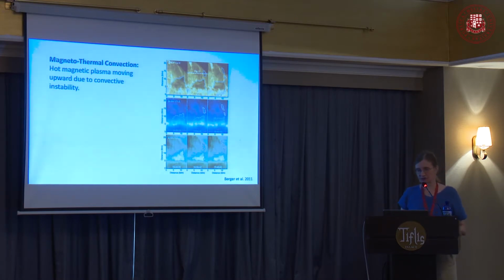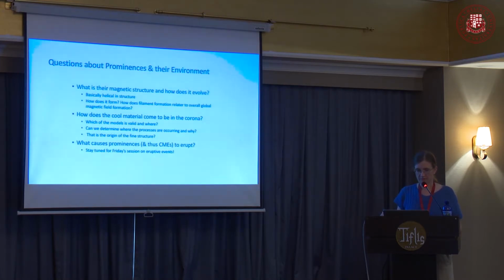So there's still a number of different ideas that are out there. Okay, so just to go over what I've been talking about, we have the questions in prominences about what their magnetic structure is and how it evolves. We know in general that the structure is a basic helical type structure. There's still people working on details of how that forms, how the different possibilities are related, and then of course how that relates to the global evolution of the solar magnetic field.